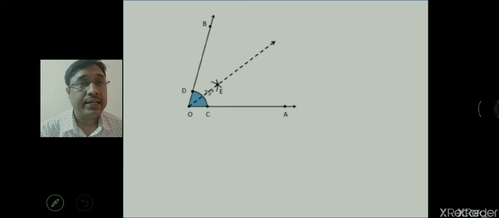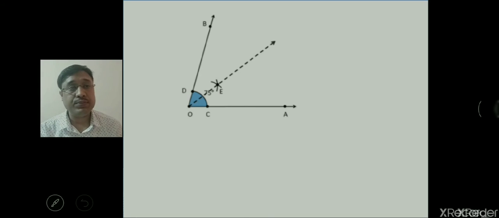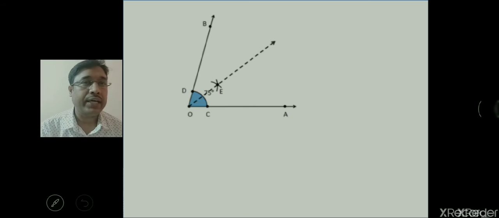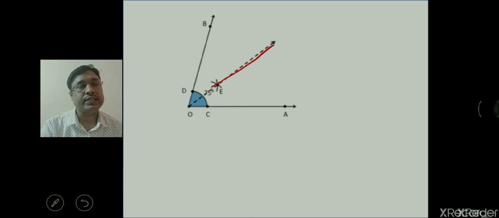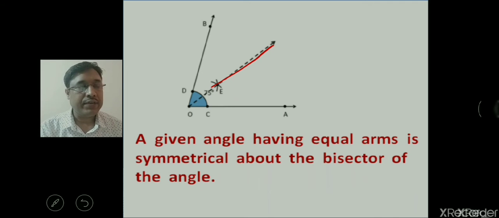Now the angle has a line of symmetry, which is the angle bisector of the angle. Here this dotted line is the angle bisector, and it works as the line of symmetry for the given angle. Next, a given angle having equal arms is symmetrical about the bisector of the angle.